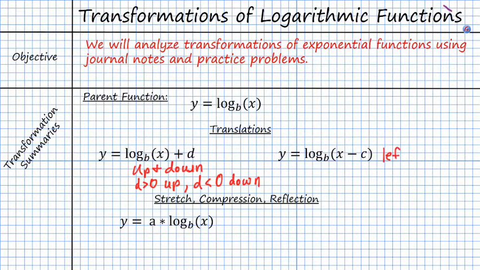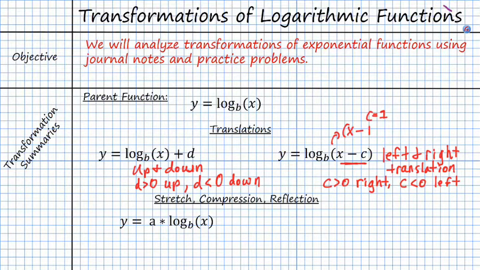This is going to be left and right. And I'm going to start using this word translation. Translation just means a shift. So it's just a better word for what we're doing. And we see that if c is greater than 0, it's going to be a right shift. And if c is less than 0, it's a left shift. Now remember, this sign right here is negative. So if c is equal to 1, then you have x minus 1 in here, because the sign isn't going to change. If c is equal to negative 1, then what you're really saying is x minus negative 1, and that double negative creates the positive.